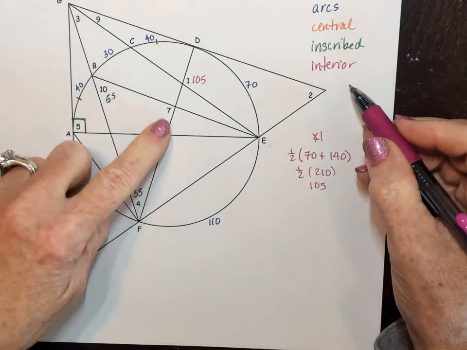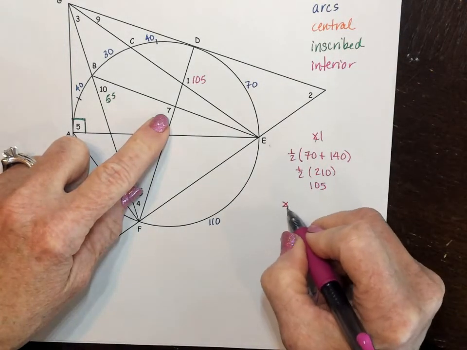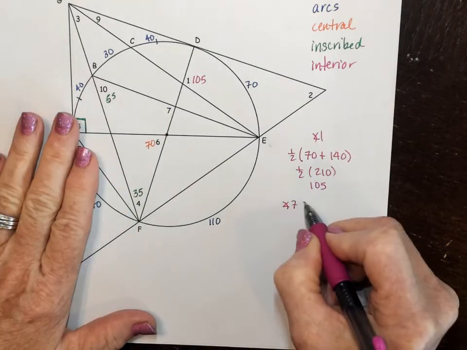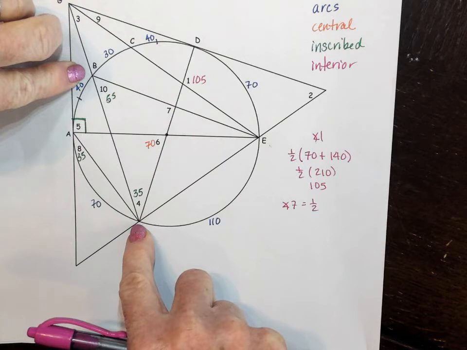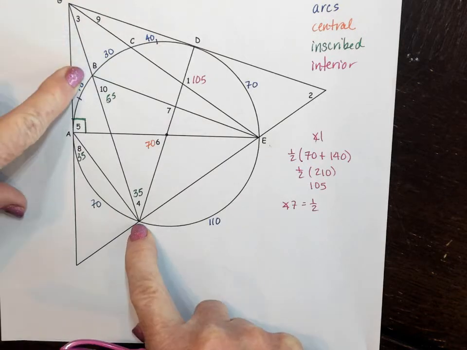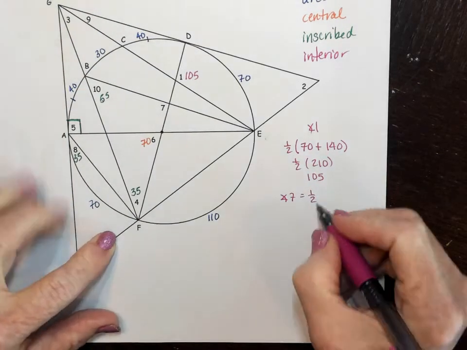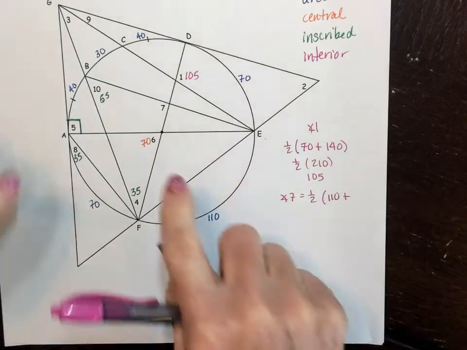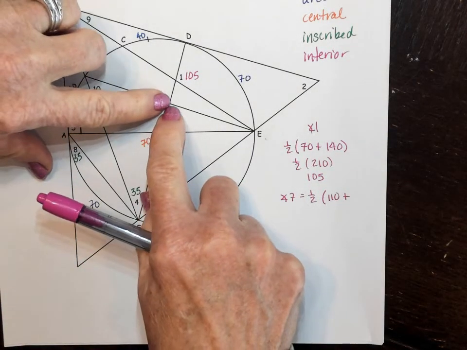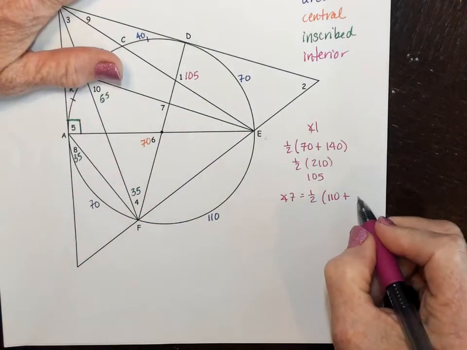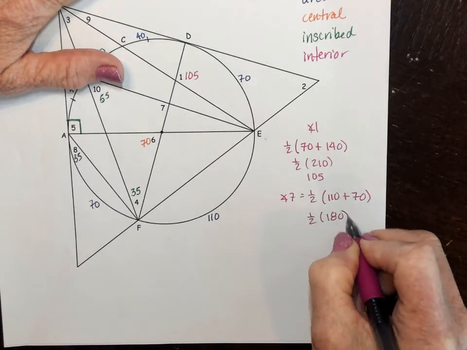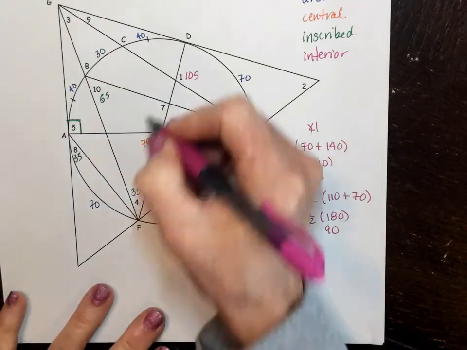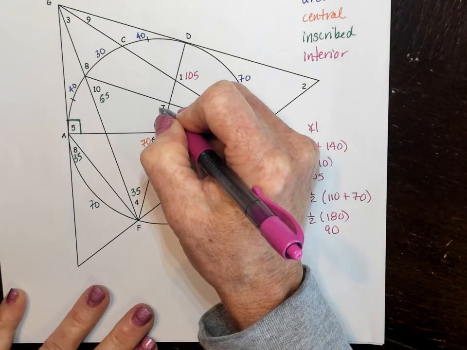And the other interior angle we had was angle 7. That's half of its arc, and that's 110 plus the arc of the vertical angle, 70. That's half of 180, which is 90. So angle 7 is a right angle.